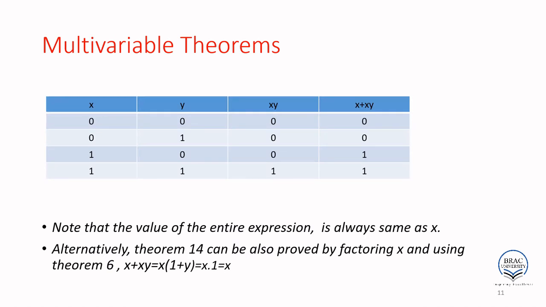This is another explanation. So you have x y into x plus y. So this x becomes x plus y. Note that the value of the entire expression is always the same as x. So whatever the value of x, the value of x plus x y is the same. Alternatively, this theorem can also be proved by factoring x and using theorem 6. So x plus x y, if you take x common, is x into (1 plus y), which is x into 1, which is x, using the theorem discussed before.